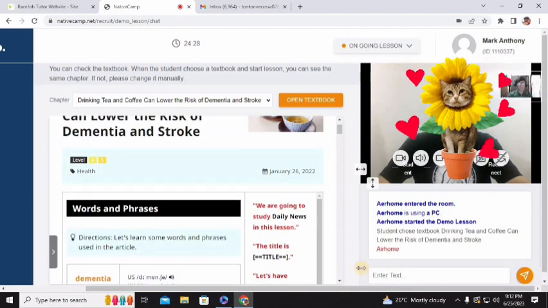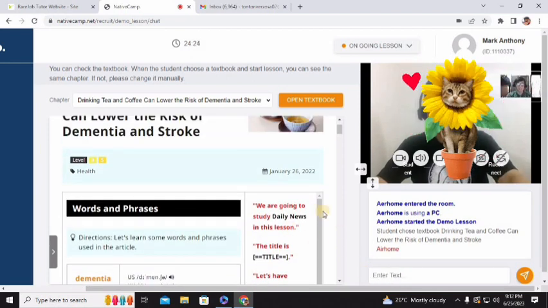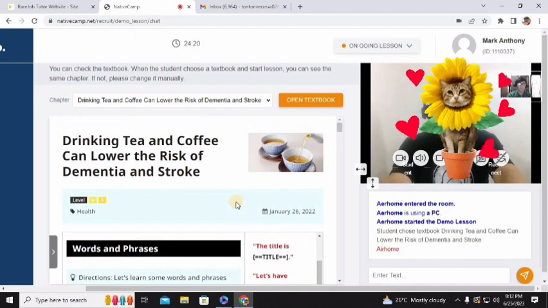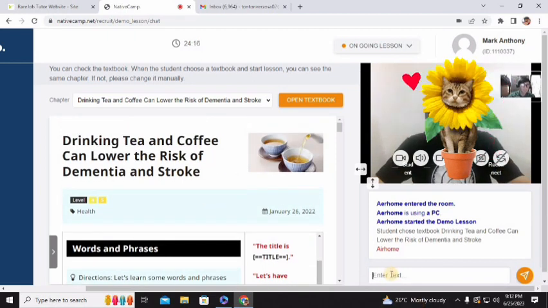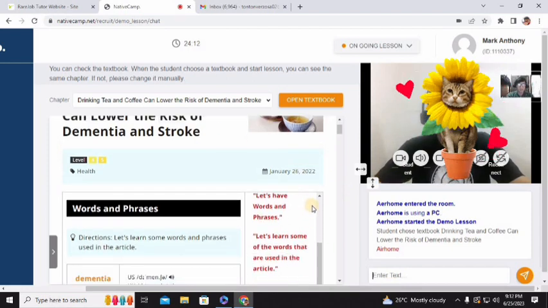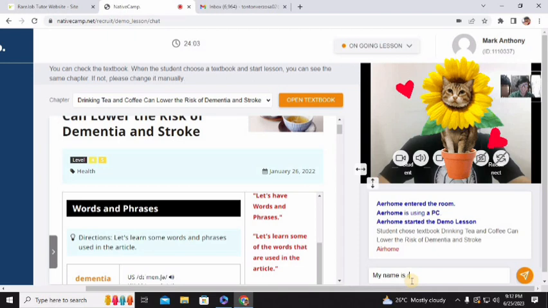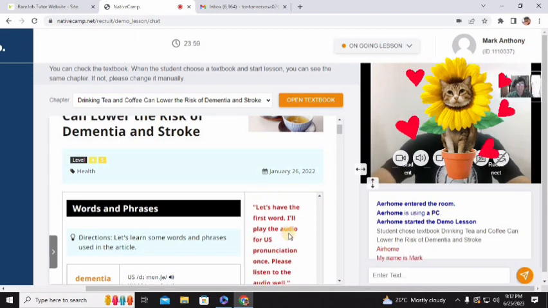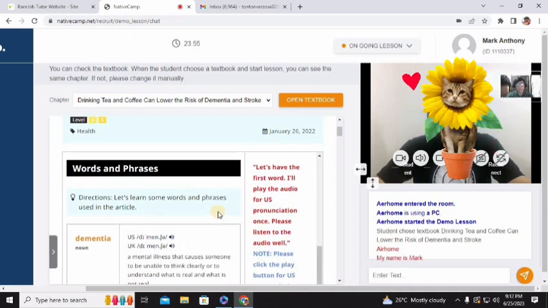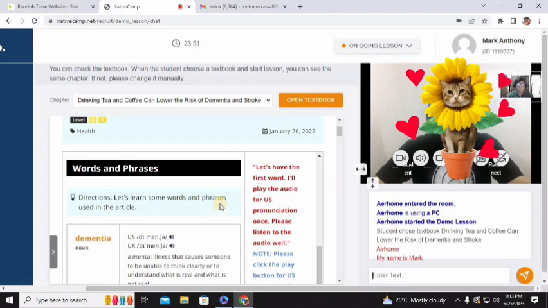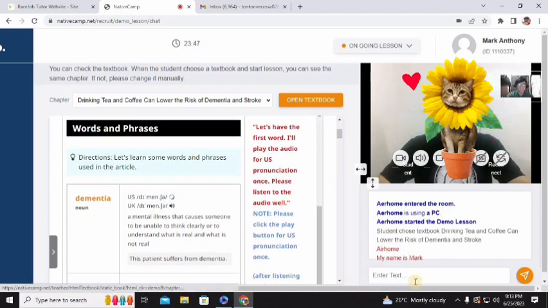So today, Air Home, we are going to study daily news in this lesson. And the title is Drinking Tea and Coffee Can Lower the Risk of Dementia and Stroke. Now, we're going to learn some of the words that are used in the article. Okay, let's have the first word. I'll play the audio for you as a UK pronunciation once. Please listen to the audio well. Let's start.